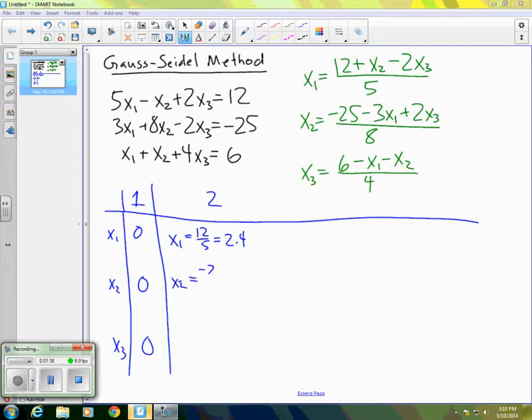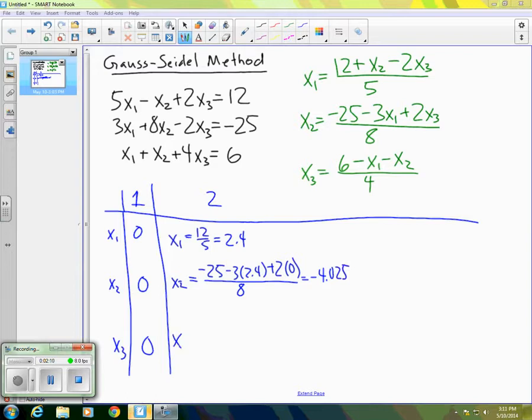So we have negative 25 minus 3 times 2.4, which is the most recent value of x1. The most recent value of x3 is 0, so we have 2 times 0 in that spot. And we're dividing by 8. When we do that, the value we get is negative 4.025. So that's our second x2.